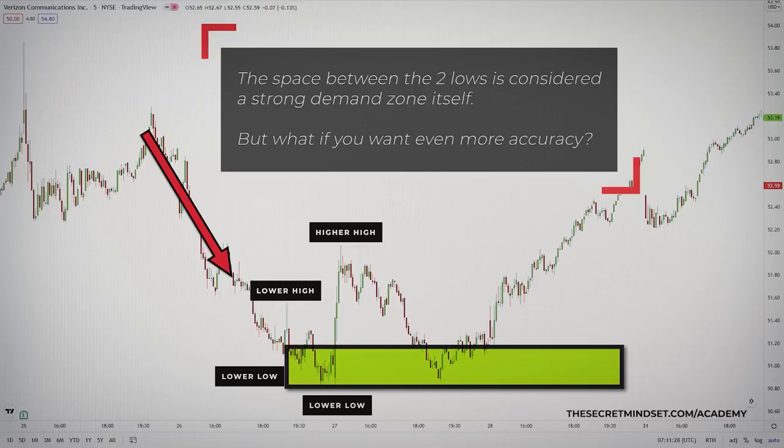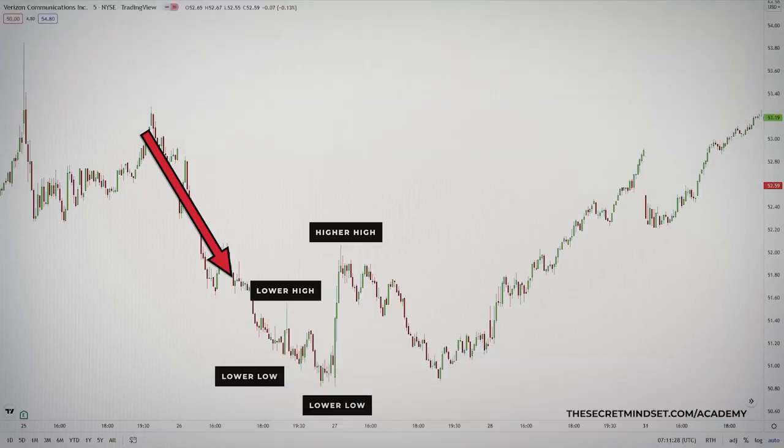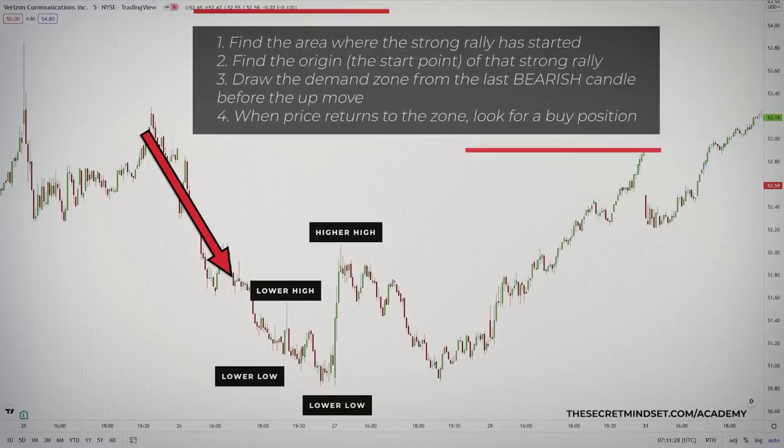But what if you want even more accuracy? What if you are seeing the pattern on the hourly chart and you want to time your entry on the 15-minute chart or on the 5-minute time frame? You need to find the demand zone for an entry. First, you need to take a look at the left-hand side of the previous low, where the strong rally has started.